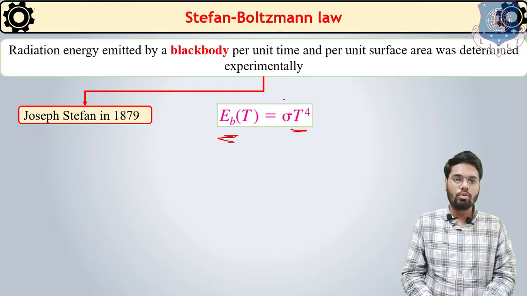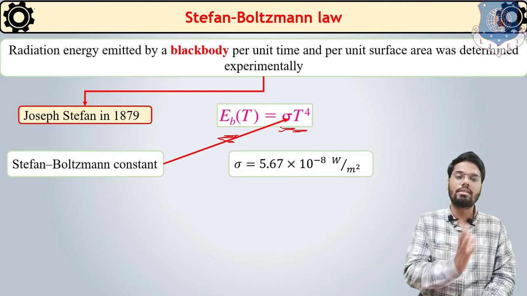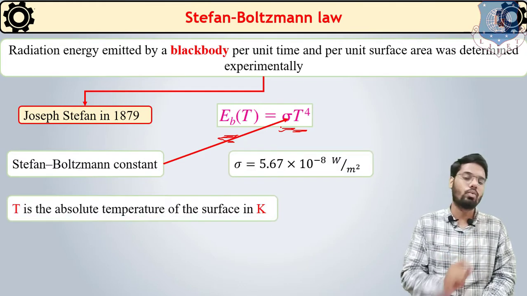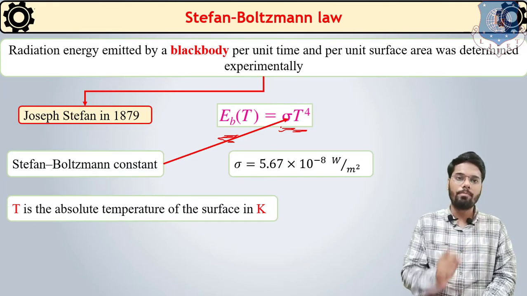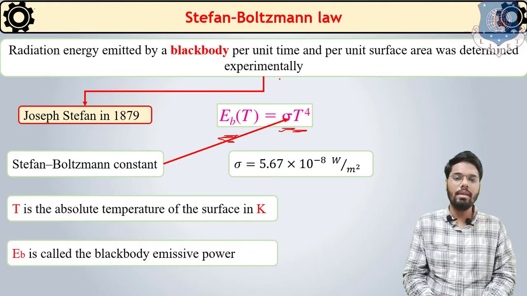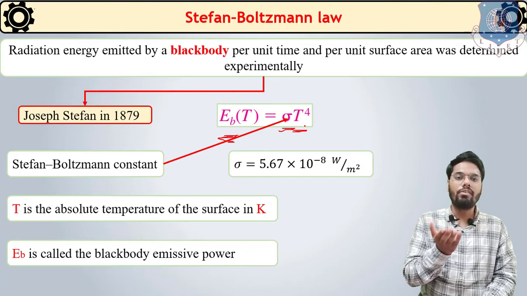So if we remove the proportionality from this equation, we have to put in one constant, sigma, which is known as the Stefan-Boltzmann constant, whose value is 5.67 into 10 raised to minus 8 watt per meter square per Kelvin to the power 4. Here T is the absolute temperature of the surface of the black body in Kelvin, and Eb is the black body emissive power. So from this equation, at a particular temperature, we can easily find the emissive power of the black body.